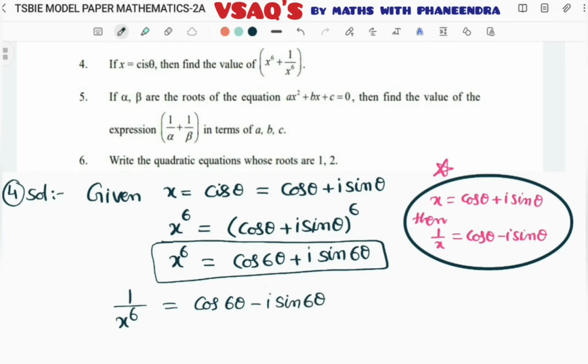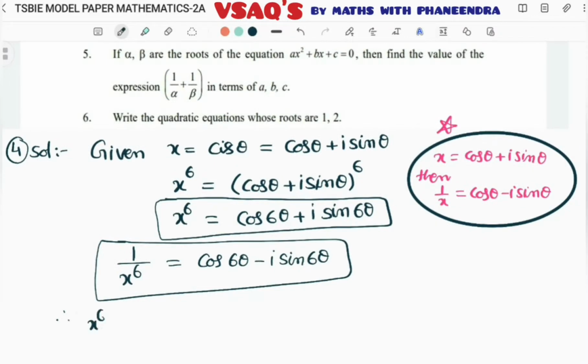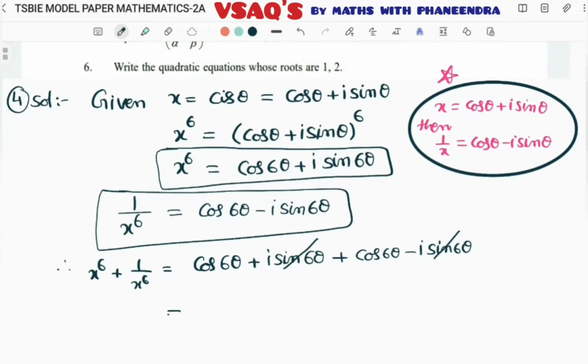So this is nothing but 1 by cos 6 theta plus i sin 6 theta, the reciprocal, no? They are asking to calculate the sum of these two. Therefore, x power 6 plus 1 by x power 6 is equal to cos 6 theta plus i sin 6 theta plus cos 6 theta minus i sin 6 theta. So plus i sin 6 theta and minus i sin 6 theta get cancelled. Cos 6 theta plus cos 6 theta is 2 cos 6 theta. This is the value of x power 6 plus 1 by x power 6.